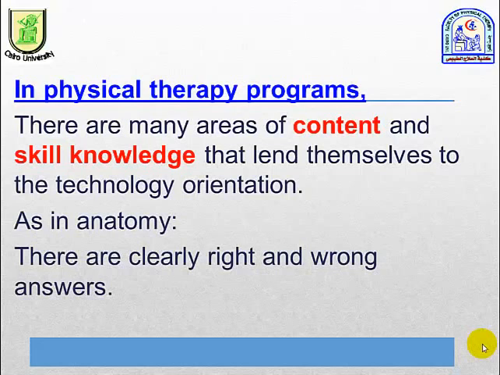In physical therapy programs, there are many areas of content and skill knowledge that lend themselves to the technology orientation. In anatomy, for example, there are clearly right and wrong answers. Maybe the answer is wrong, maybe the answer is right. The teacher's task is to determine how much anatomy, at what level, and what approach can be used that will help students to memorize and to apply the material accurately.